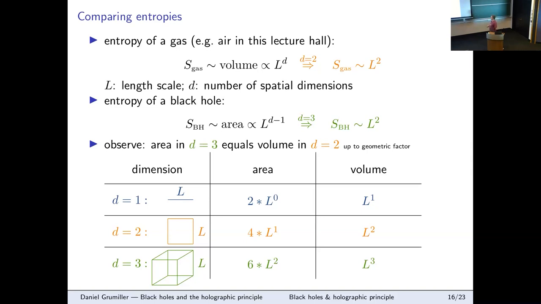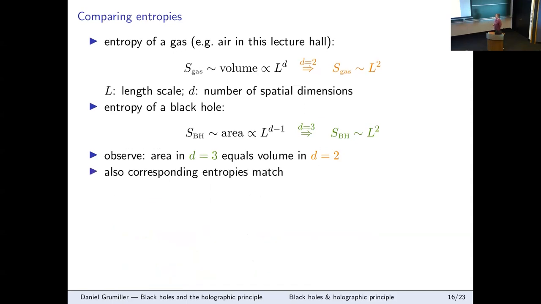And if you compare various data in this table, you find that the area in three dimensions, which scales like length squared, is the same as the volume in two dimensions. So up to some geometric factor, these two expressions are identical. So you have length squared here and length squared here.